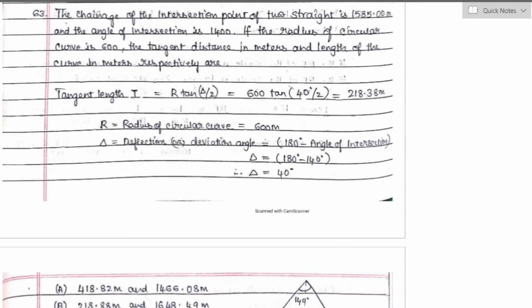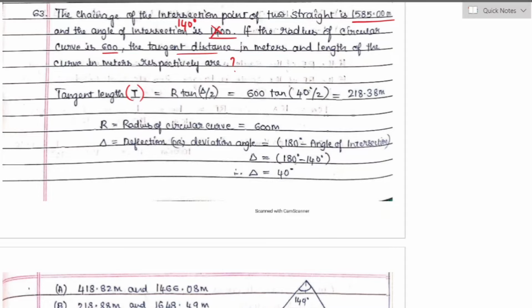Question number 63. The chainage of the intersection point of two straights is 1585 meter and the angle of intersection is 1400. This was expected to be given as 140 degree. If the radius of the circular curve is 600 meter, the tangent distance in meters and the length of the curve in meters respectively are. So let's first find out the tangent length, which is given by the formula T is equal to R tan delta by 2, where delta is the deflection angle. Here they have given the angle of intersection. So to find the deflection angle, it is 180 minus angle of intersection.